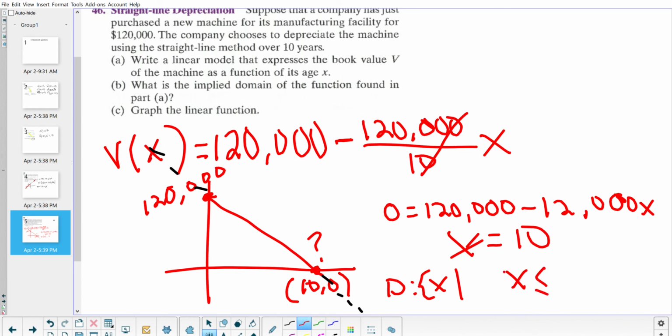And then I think we've actually done part C. We have graphed this. This is years. You do want to add labels: years on the x-axis, and the value of the machine on the y-axis. Okay, so I've just done some evens for you.